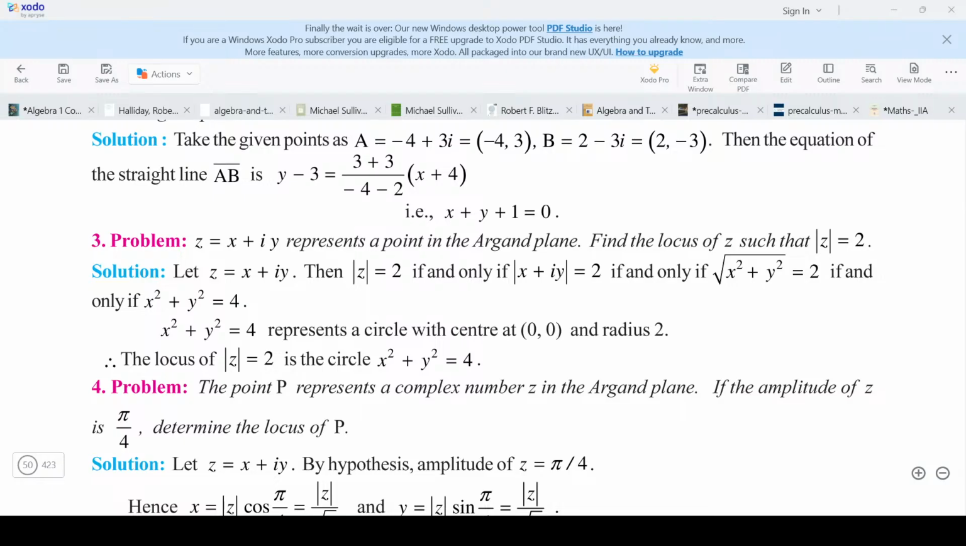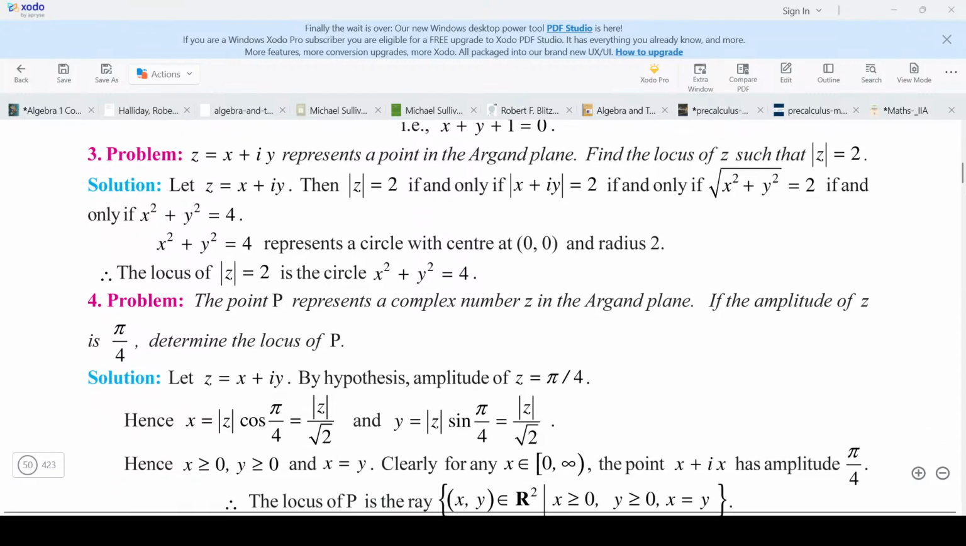Sir, it's given that mod z is 2. So, mod z means distance from the origin. Mod z equals 2 means what? The set of all points whose distance from the origin equals 2. That's it, no? Set of all points whose distance from origin equals 2. So that means that should be a circle with radius 2. Right?